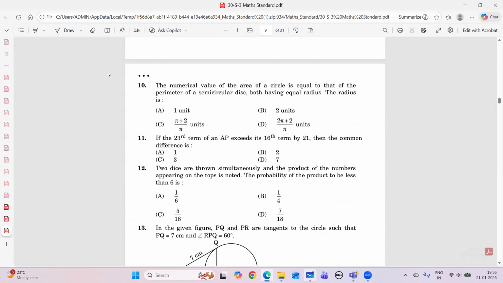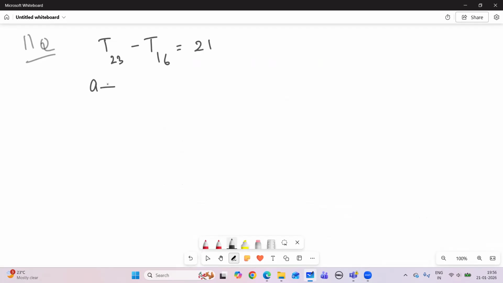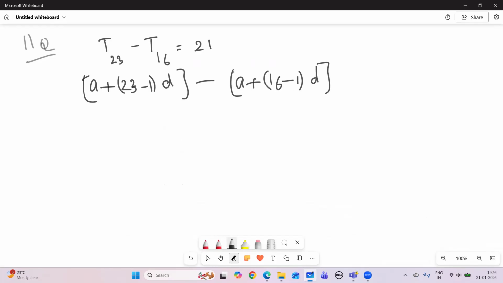So what is the 23rd term in an AP? It is A plus 23 minus 1 into D, minus the 16th term, which is A plus 16 minus 1 into D, is 21. The nth term is A plus n minus 1 into D. Substitute n as 23: the 23rd term is A plus 23 minus 1 into D. Similarly, T16 will be A plus 16 minus 1 into D. So this is A plus 22D.